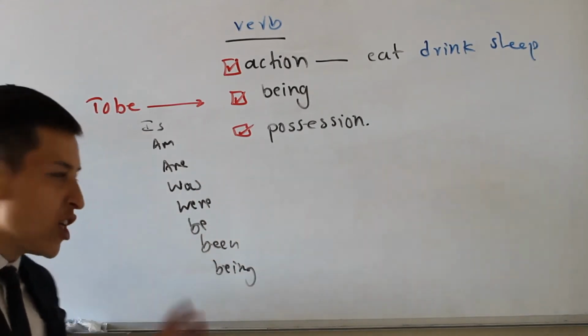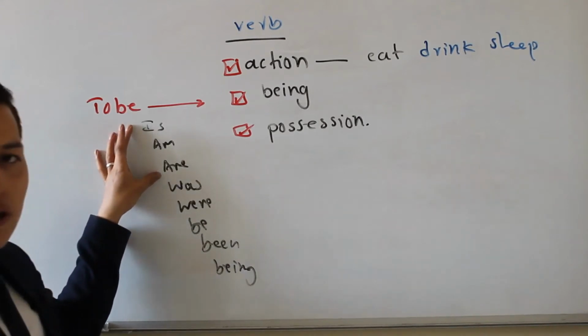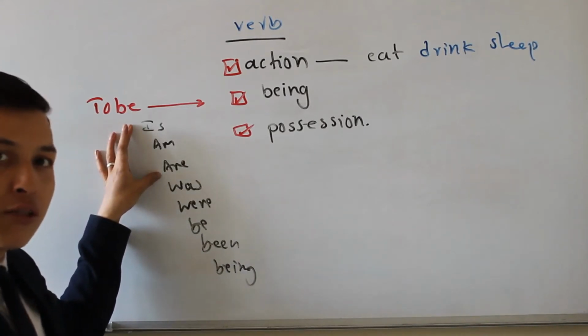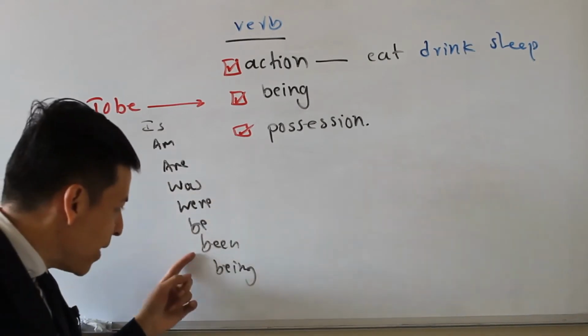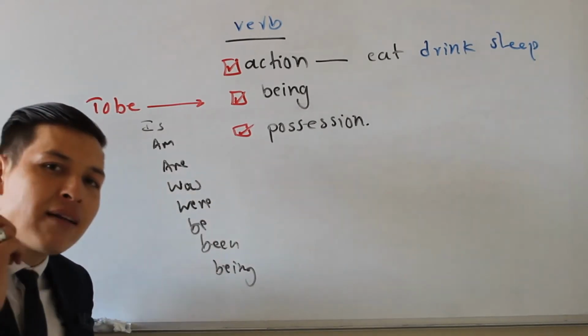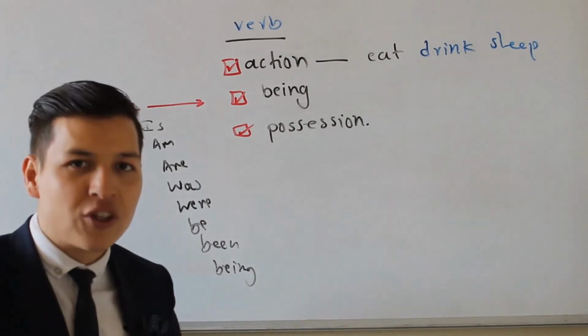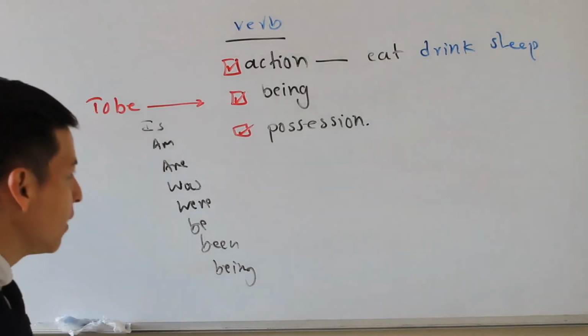In case of classification, as you know, is, am, are are used for the present and future. Was, were are used for the past. Be, been, being are exactly weak auxiliaries. So we will talk about it later.